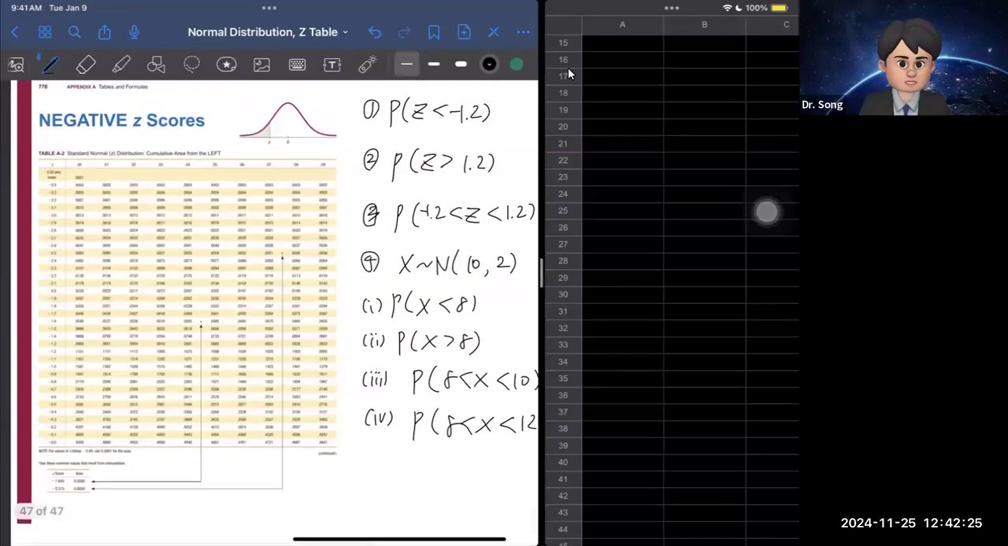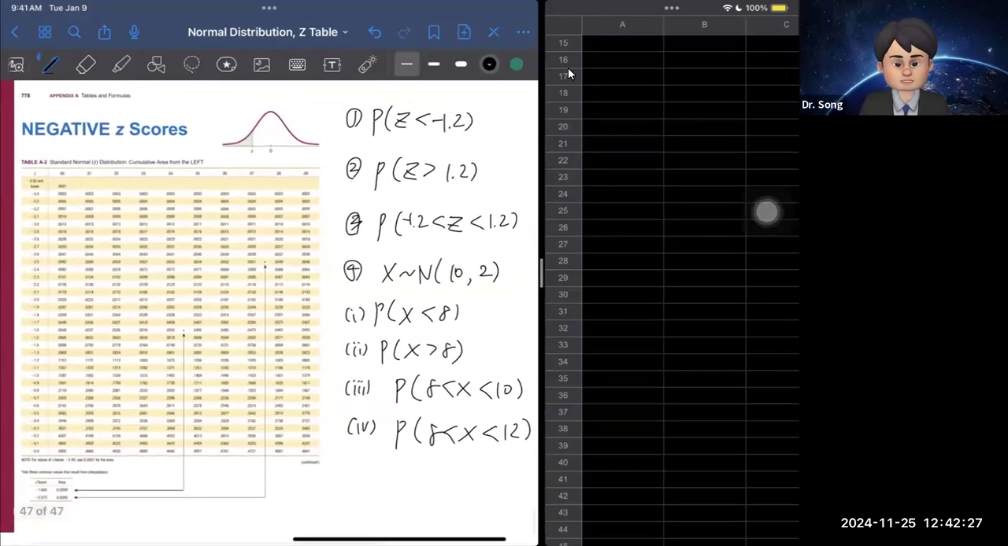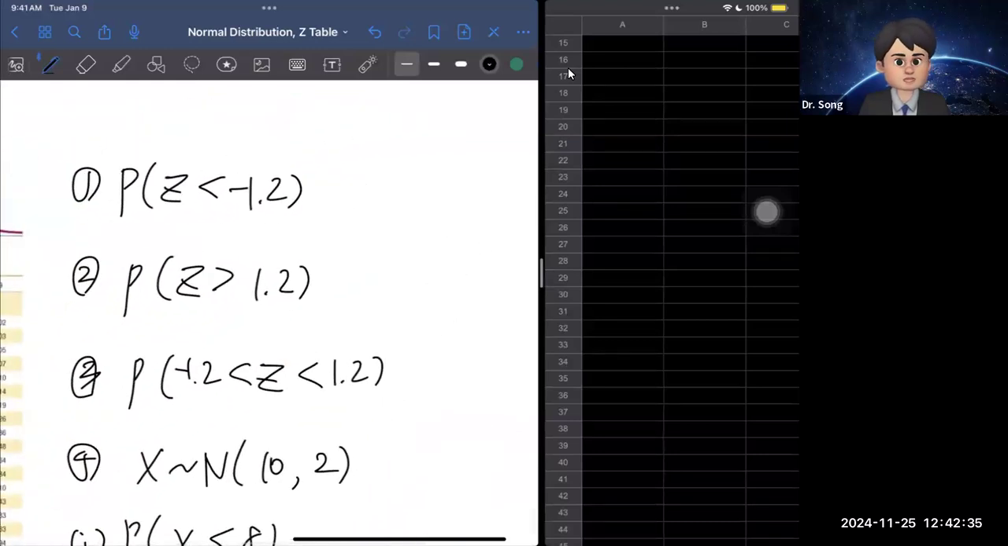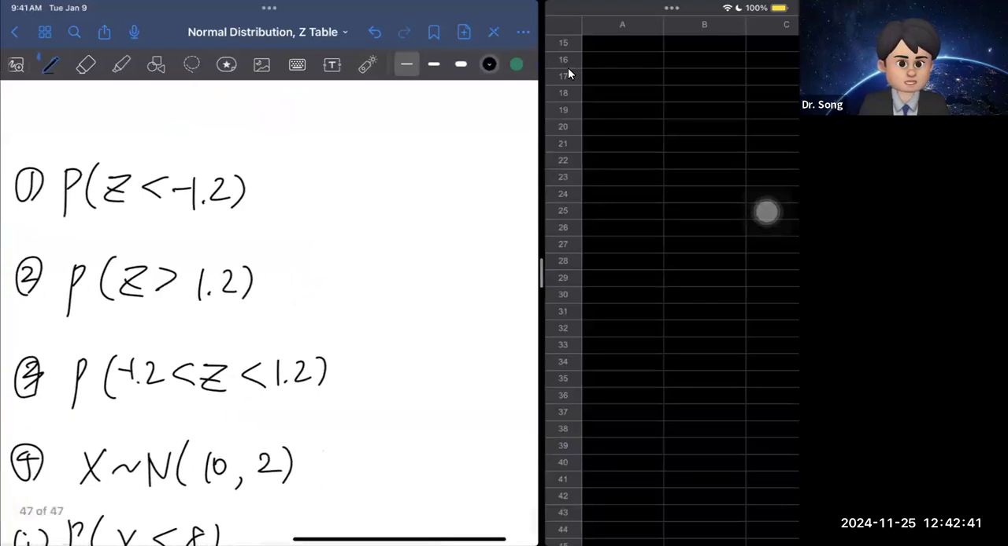Hello everyone, in this video I'm going to show you how to use a table to calculate probability. The first question asks you, Z is of course a standard normal with mean equals 0 and standard deviation equals 1, and they want you to calculate the probability Z is less than negative 1.2. You may want to sketch the graph.